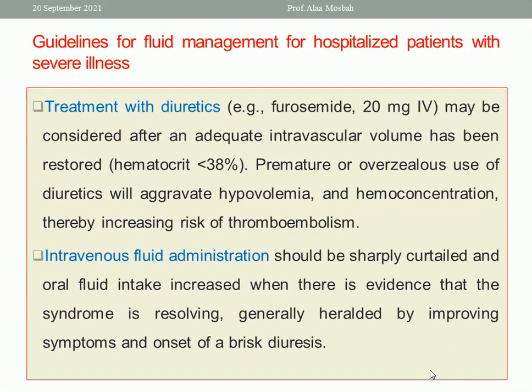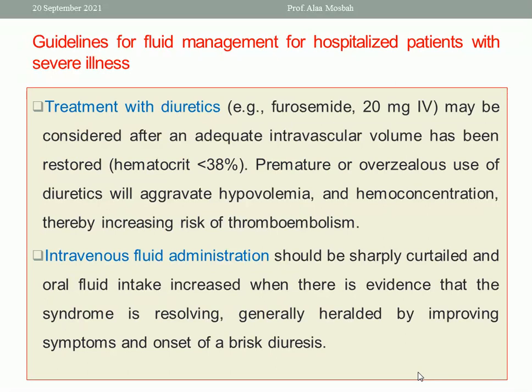Treatment with diuretic is the rule of diuretic. Furosemide 20 milligram intravenous may be considered after an adequate intravascular volume has been recorded and the hematocrit should be less than 38. Otherwise, you cannot give furosemide. So you should be sure that there is adequate intravascular volume and the hematocrit is less than 38. Premature use of diuretic will aggravate hypovolemia and hemoconcentration and increase risk of thromboembolism. So be wise when you are using diuretics.